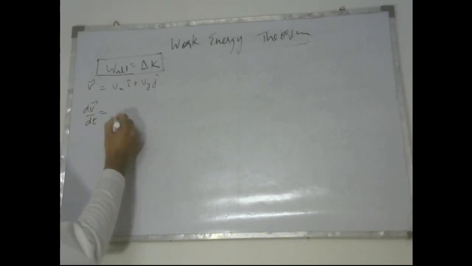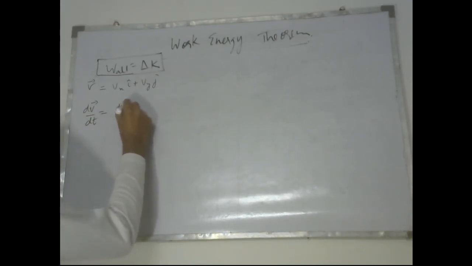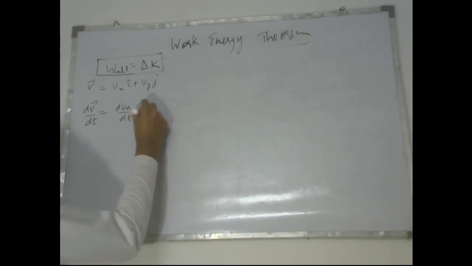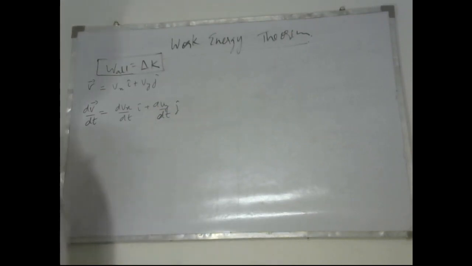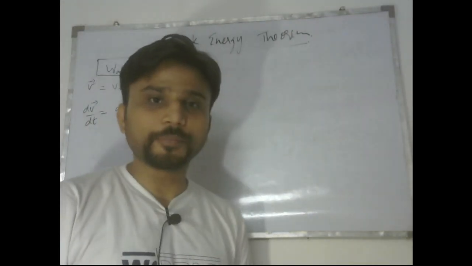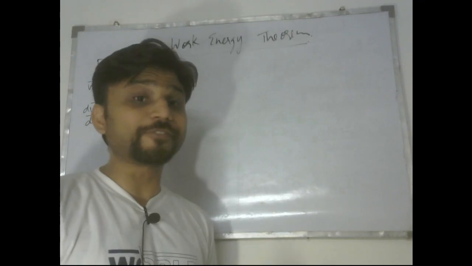What is dv by dt? So dv by dt is simply dvx by dt i cap plus dvy by dt j cap. Now we are going to modify this expression, which you will understand later. But first let us do it, and then you will see why we did it.